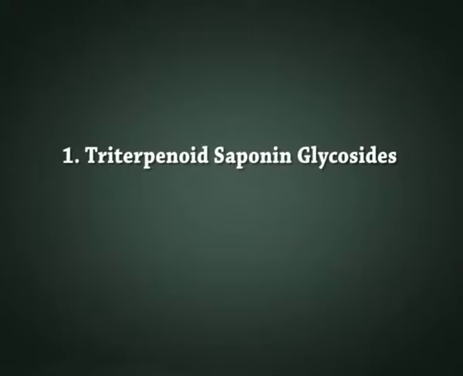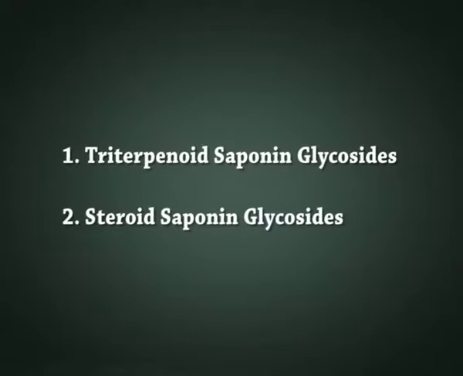Well, based on the structure of the aglycon, they can be classified into two major types, the triterpenoid saponin glycosides and the steroidal saponin glycosides. Both types of aglycon are attached to different sugar moieties and uronic acids. A third type is also mentioned in some texts as steroidal amine or steroidal alkaloids as they contain a nitrogen atom. However, they are considered under pseudoalkaloids.